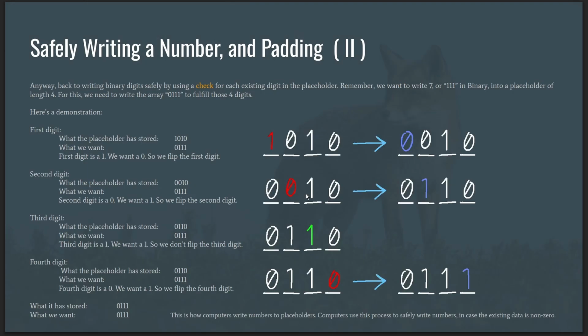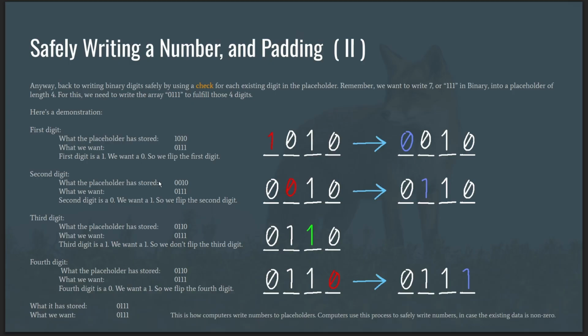Anyway, back to writing binary digits safely by using a check for each existing digit in the placeholder. Remember, we want to write the number 7, or 111 in binary, into a placeholder of length 4. For this, we need to write the array 0111 to fulfill those 4 digits. So here's a demonstration. The first digit is a 1, we want a 0, they're different. So we flip the first digit.